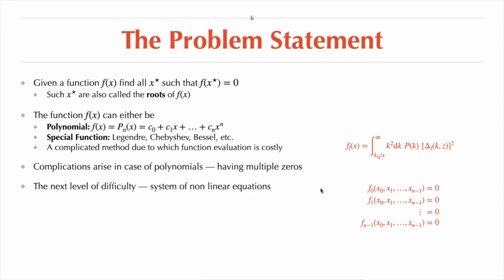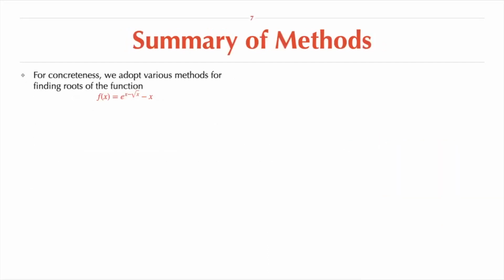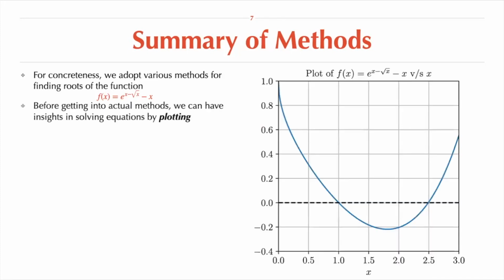And we can go to the next level of difficulty, which is when you solve a system of nonlinear equations. Once we get hold of just one nonlinear equation, we can then switch our gears and go to the next level of difficulty and solve the system of nonlinear equations. Okay. So now let me talk about the summary of methods. For concreteness, I will adopt this example, and I will use this example over and over again. We will discuss the fixed point iteration method and some other methods, as you will see.